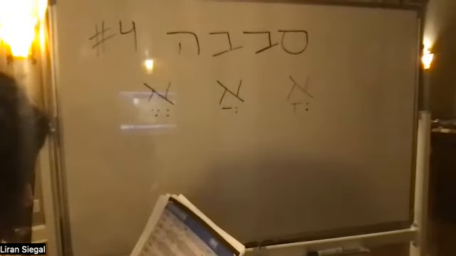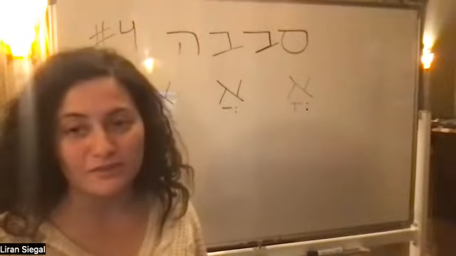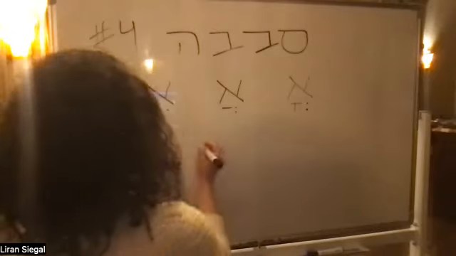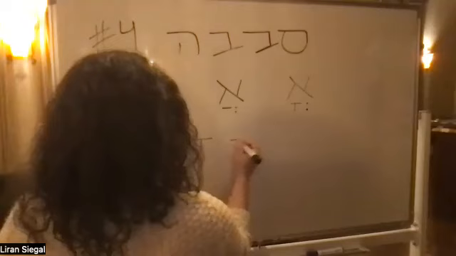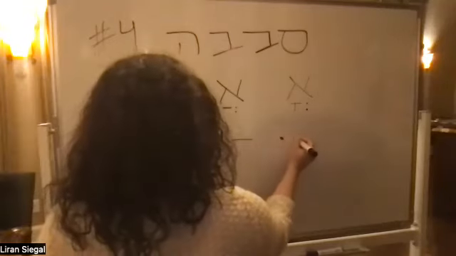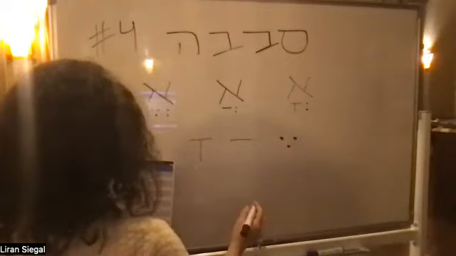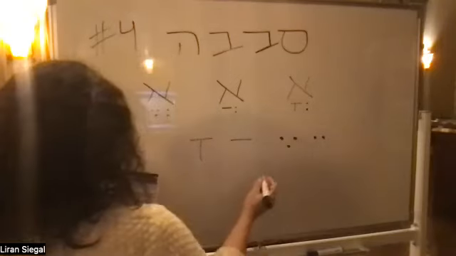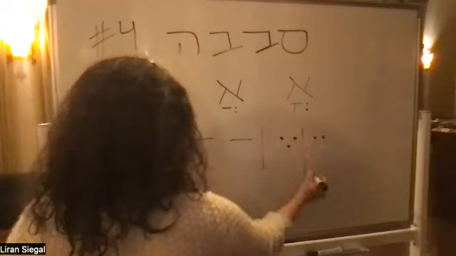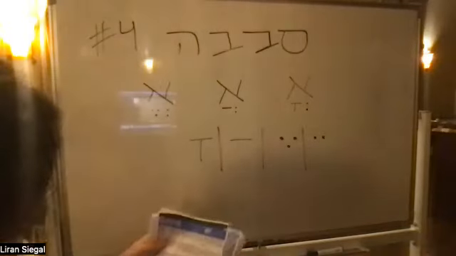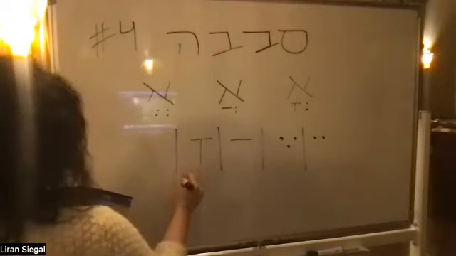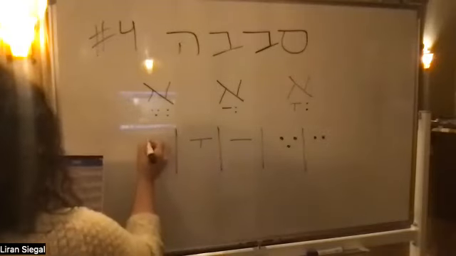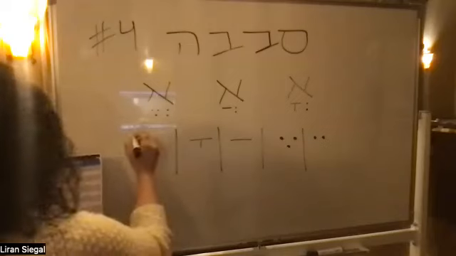And how does that change the sounds, Laron? It doesn't really. It's really similar to what we learned last week: you have the kamatz, the patach, the segol. These are your main ones, right? Then you have tzere, which is two dots. Let me put a division between them so you don't get confused. There you go. Then you have chirik, which is just the dot underneath it. Then you have kibbutz.